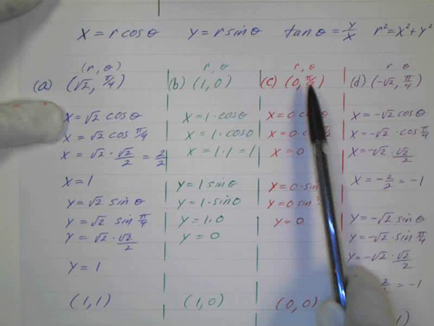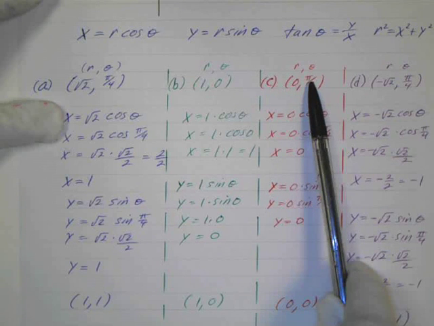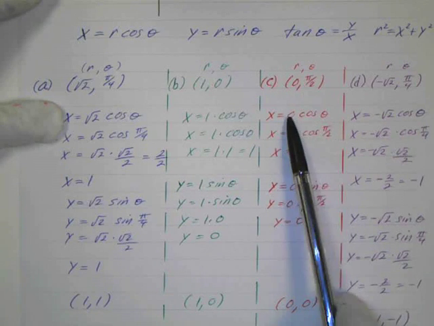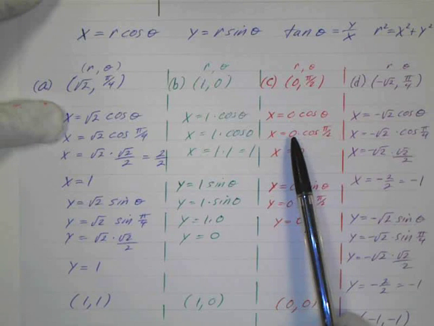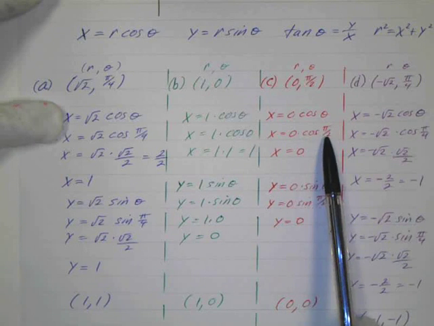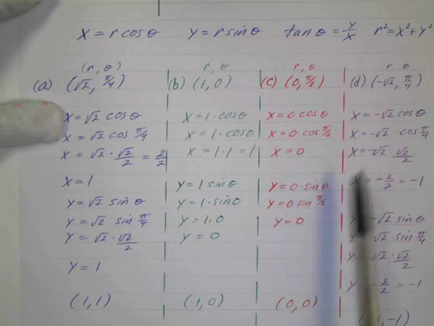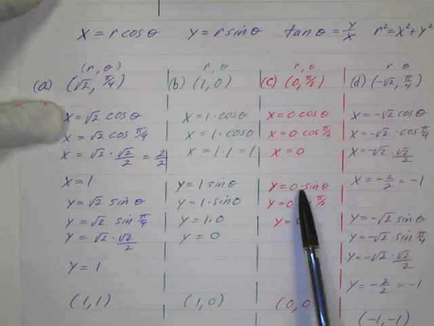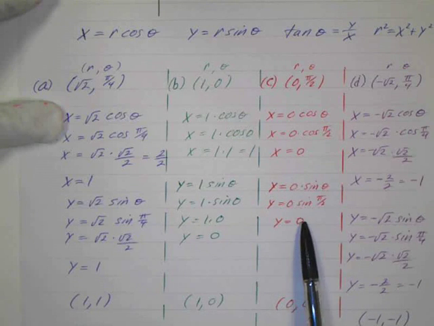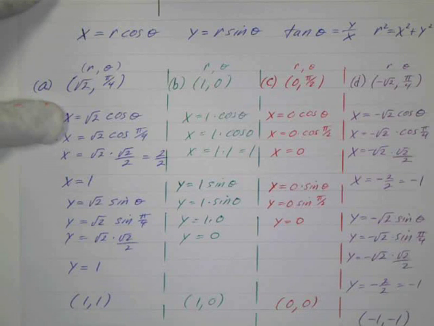Letter C, this was the point 0, pi over 2. Again, x equals r cosine of theta. r was 0, so that's just going to be 0. y equals 0 times sine of theta. That's again going to be 0. So the point is 0, 0.